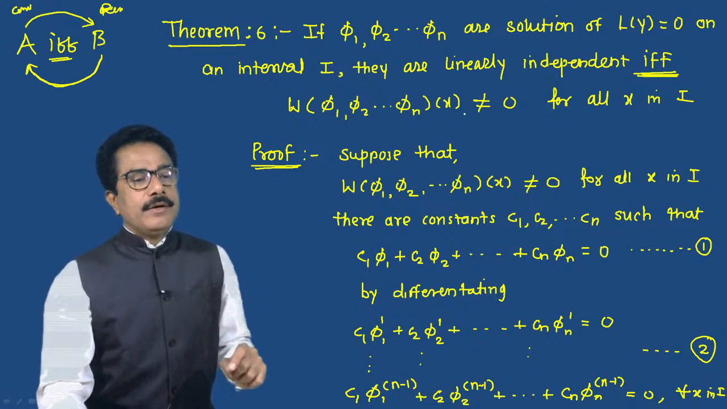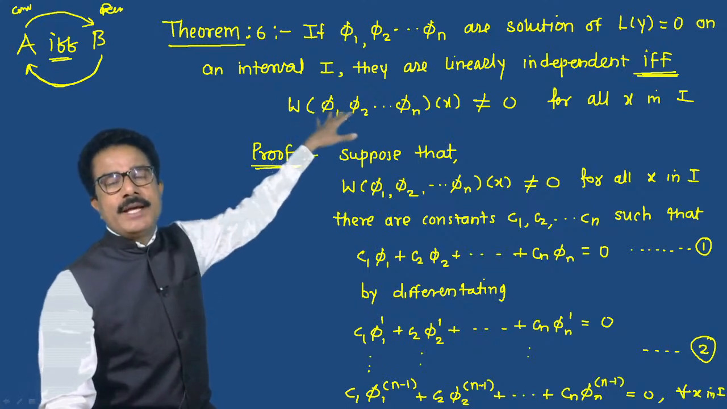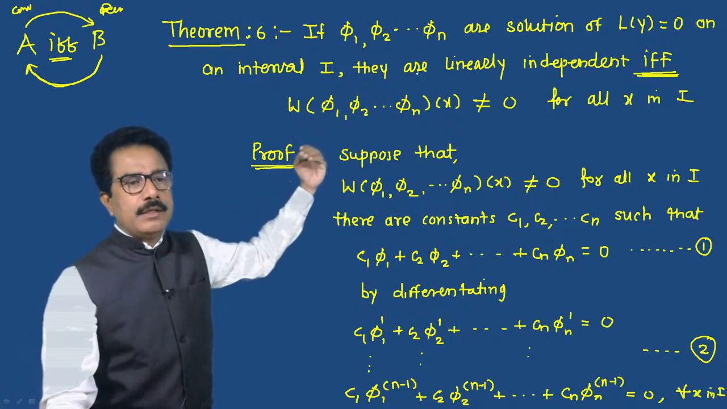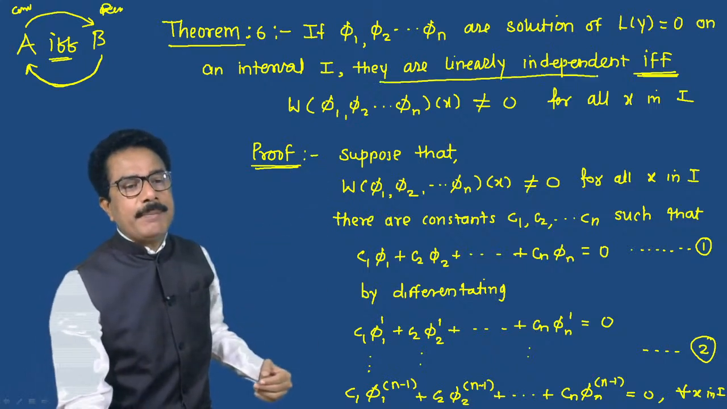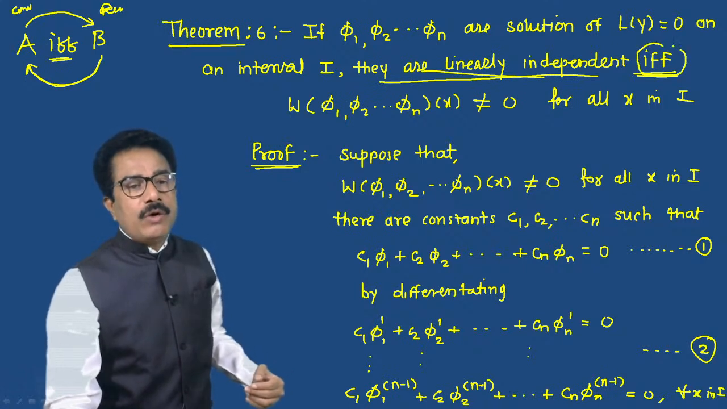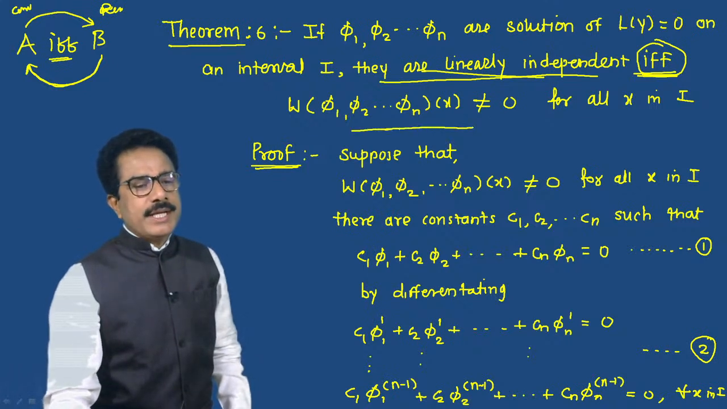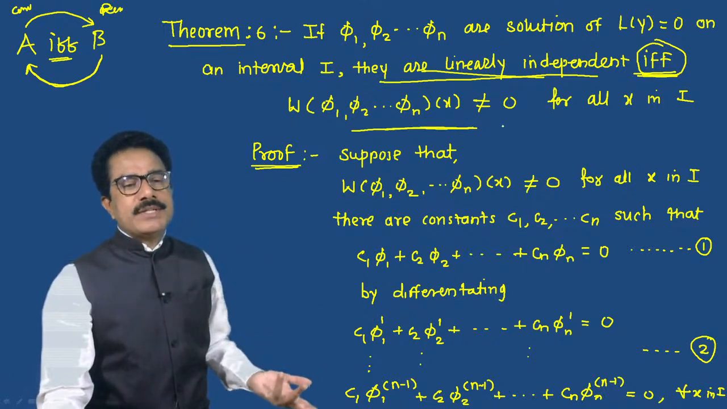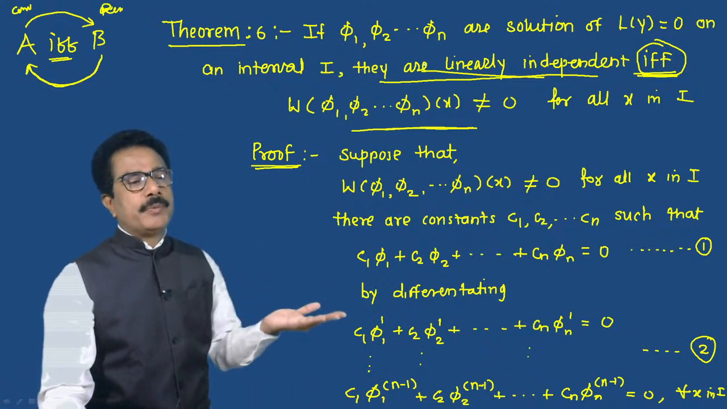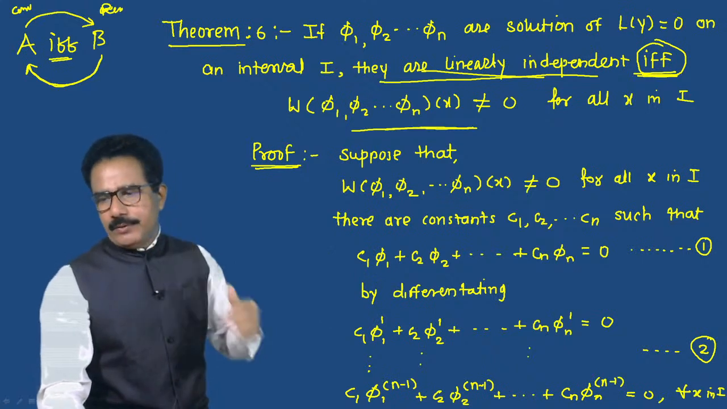देखो, first of all we have to see this. What is the statement of this theorem? Phi 1, phi 2, phi 3 ... phi n are solutions of L of y equals to 0, which are linearly independent. Then we have to first prove that its Wronskian is not equals to 0. And second part, if Wronskian is not equals to 0, then we have to prove phi 1, phi 2, phi 3 are linearly independent. ओके.